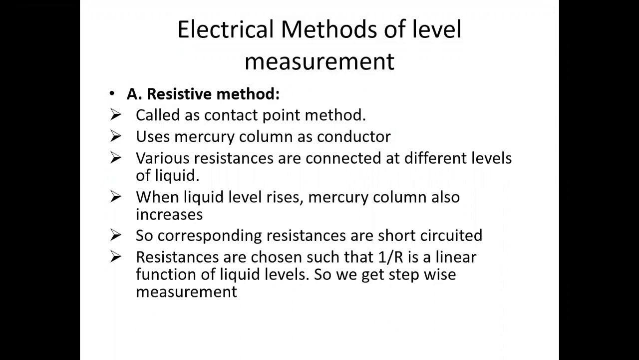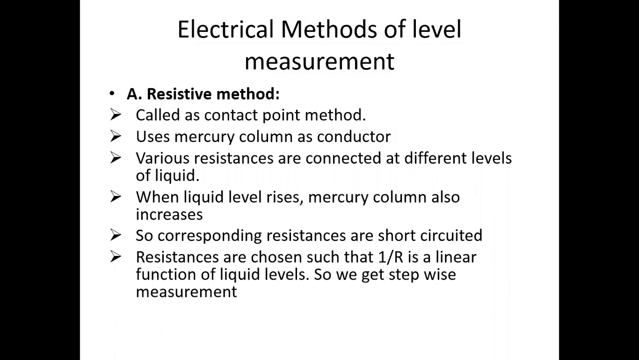In the previous lecture, we started the methods for level measurement. We studied the mechanical methods and numerical methods for the measurement of level. Now, in this lecture, we will discuss the electrical methods for level measurement.